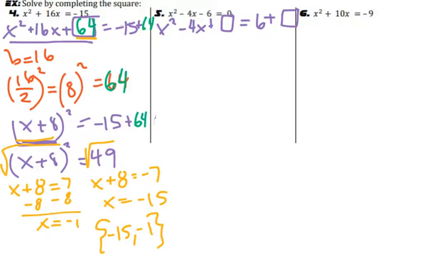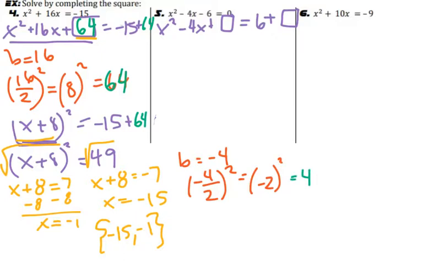So I need to take b, which in this case is negative 4. I need to take half of negative 4, and I need to square it. Half of negative 4 is negative 2. Negative 2 squared is positive 4. So the number that needs to be added on both sides is positive 4.